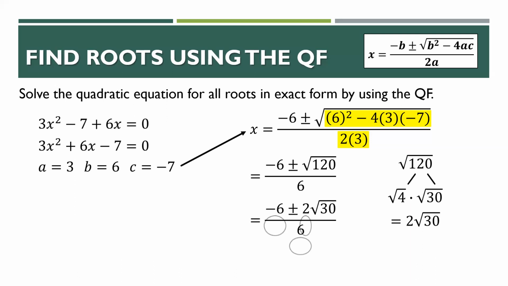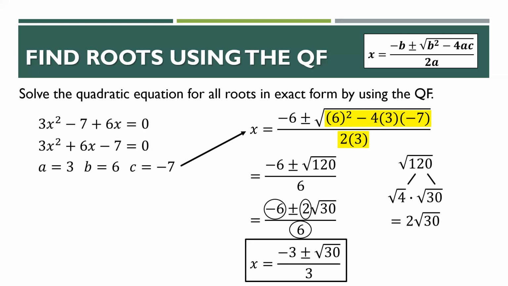The last thing you're going to do is to check these 3 numbers. And what we're checking for is a common factor. So since all 3 of those numbers are divisible by 2, I'm going to divide each of them by 2 to simplify to my final answer. So my final answer in exact simplified form, my two roots, x is equal to -3 plus or minus the square root of 30, and that's all divided by 3. And you're going to leave it in that format. That's as simplified as we can go.